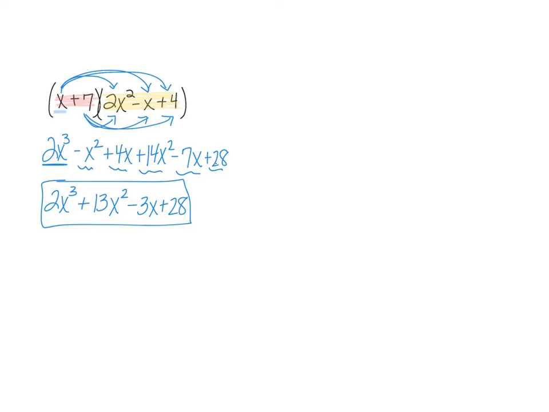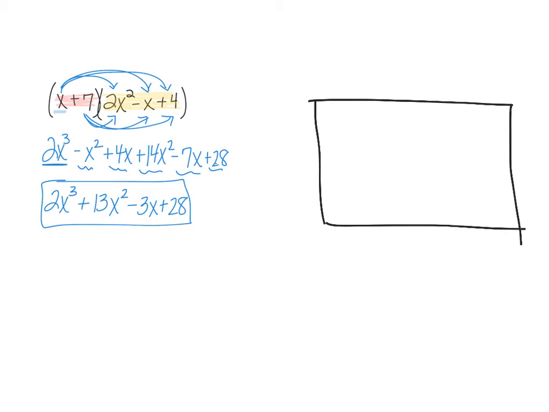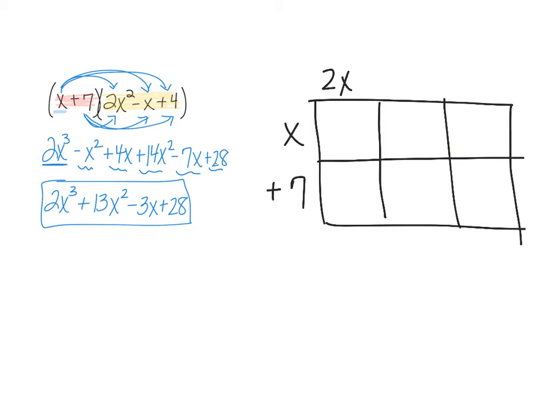All right, you could also do this with a generic rectangle, just as a quick refresher. So this time, I'm going to draw my rectangle. My one factor is x plus 7, so I'm going to put that going down here. My other factor has 3 terms, so I need to split this into 3. I've got 2x squared minus x and plus 4. Okay, so now I just fill it out just like a multiplication table. X times 2x squared is 2x cubed. X times negative x is negative x squared. X times 4 is 4x.